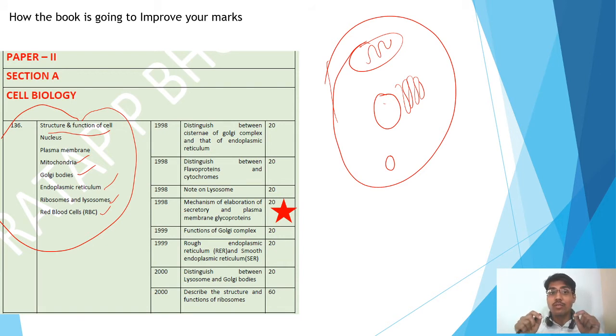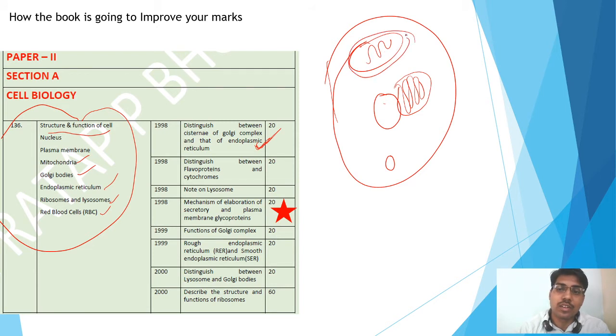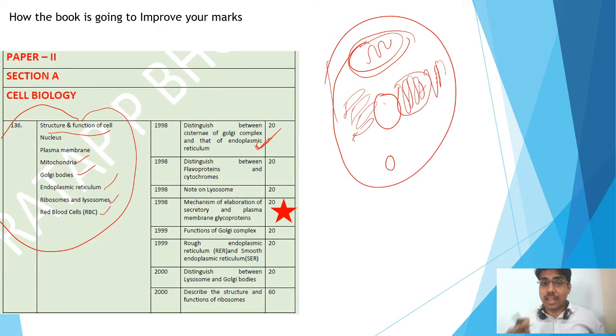Here, we want to make a difference from other students preparing for this exam, right? How? Let's start with the analysis. The first question asked in 1998 was almost marvelous: distinguish between cisternae of Golgi complex and that of endoplasmic reticulum. Right? You have to analyze that your work is not only to study the individual parts of the cell, like the mitochondria, endoplasmic reticulum, rough endoplasmic reticulum, and Golgi body. Your work is not just up to studying its structure and what it does, what it secretes. That is not your only function. That is what I want to convey to you.